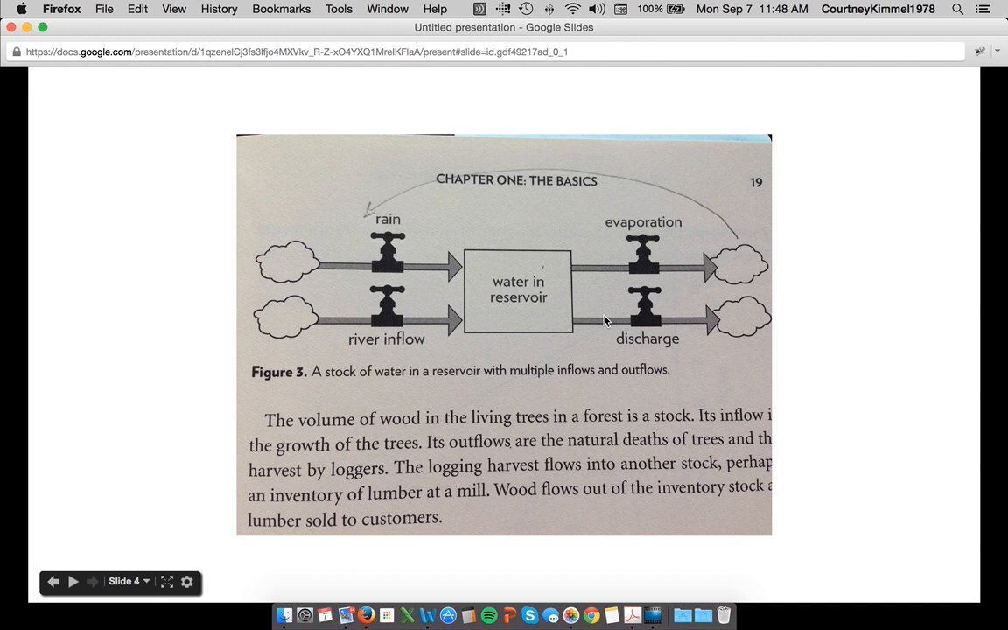So again, this is just a very basic overview of these systems, but just to get you thinking about how they're all connected. Again, don't get too bogged down in the diagrams, but just so you have a basic understanding.